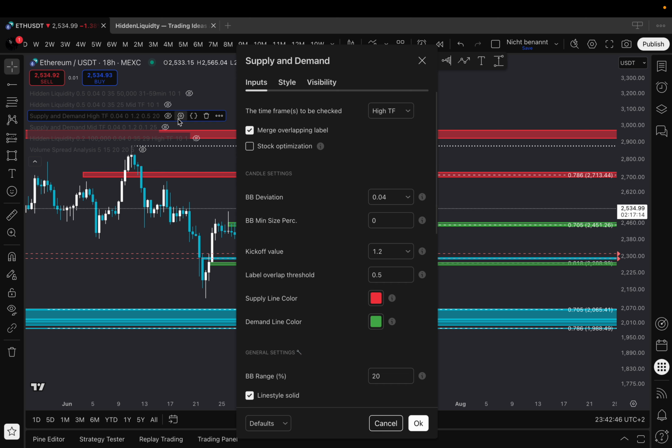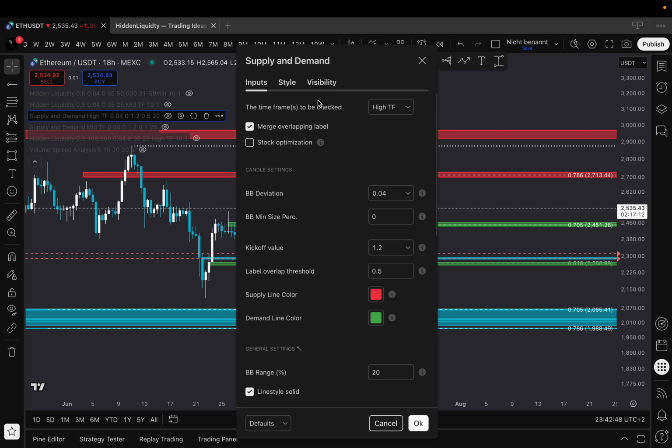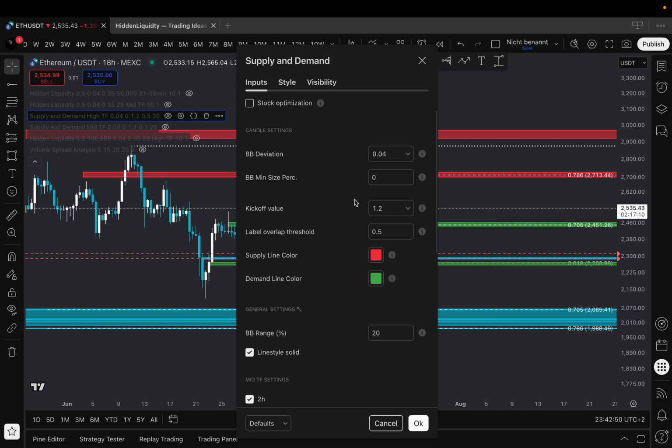And we obviously have supply and demand as well. Same settings right here. Kick off value, that's basically the difference between the first and the second candle. So in this case, I've got it on 1.2, which means that the following candle, the impulse candle, has to be 20% larger than the first candle.